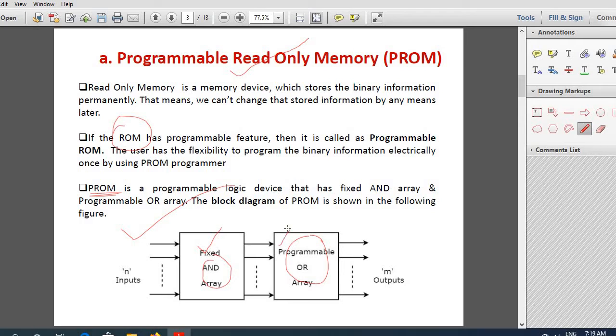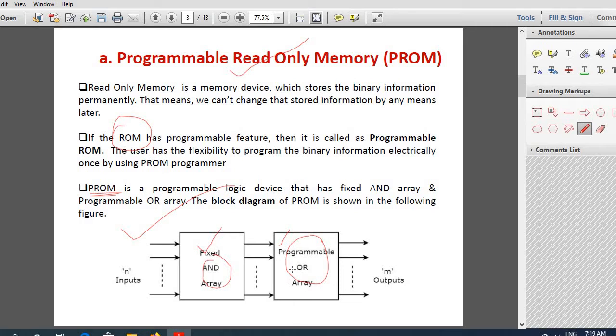What is the meaning of that? The meaning of this is that here you provide n inputs. Suppose that n is 2 inputs. You provide 2 inputs to all the AND gates here. Here there will be a number of AND gates. You provide 2 inputs to all the AND gates here, and there is no choice. It is fixed in that way that all the inputs should be given to all the AND gates. That is meant by fixed.